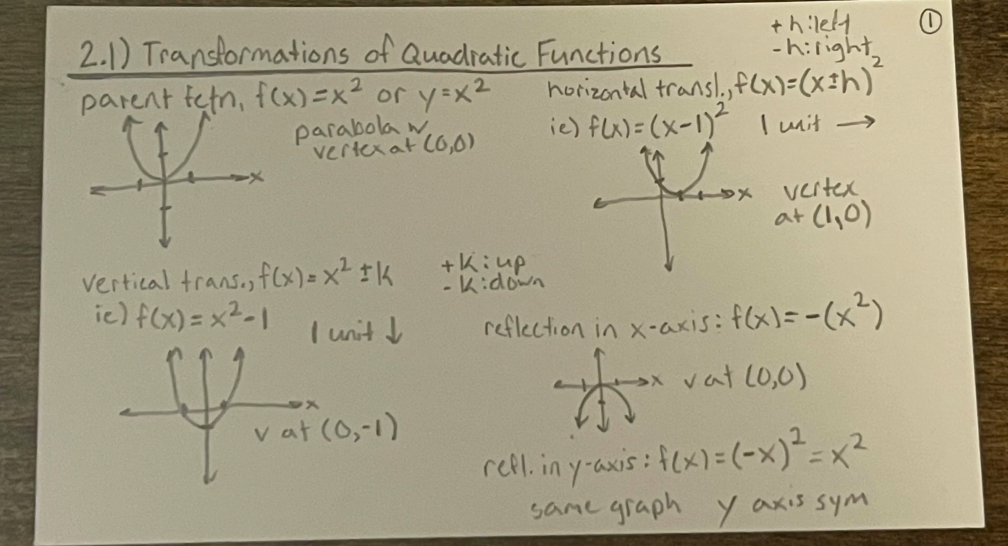To translate the parent function vertically, add or subtract k from the entire function: plus k to move up k units and minus k to move down k units. For example, f(x) = x² - 1 has a graph of the parent function shifted 1 unit down.